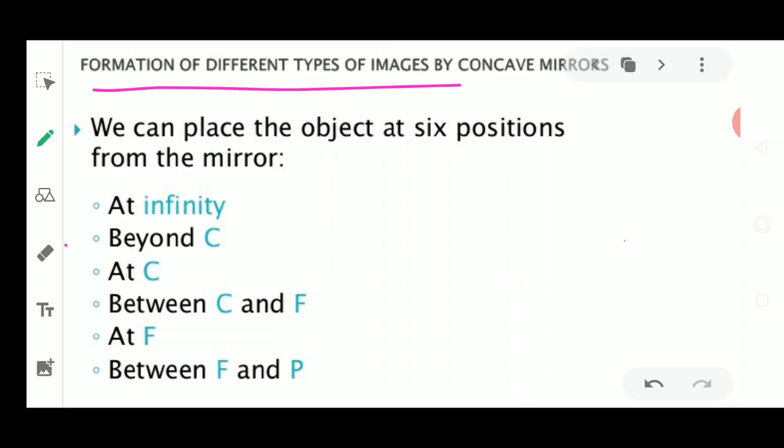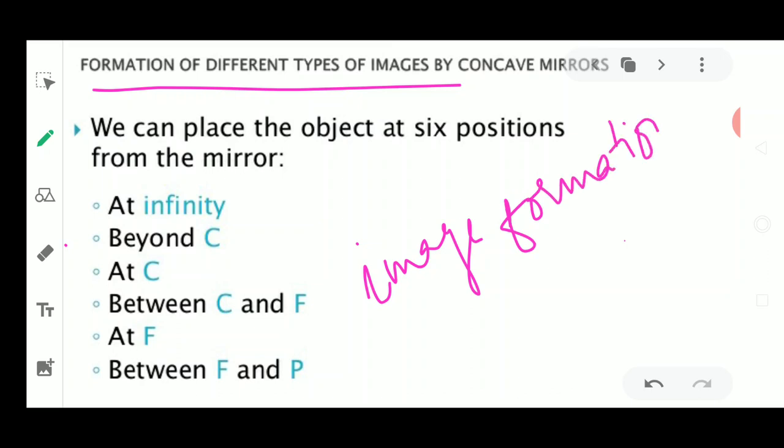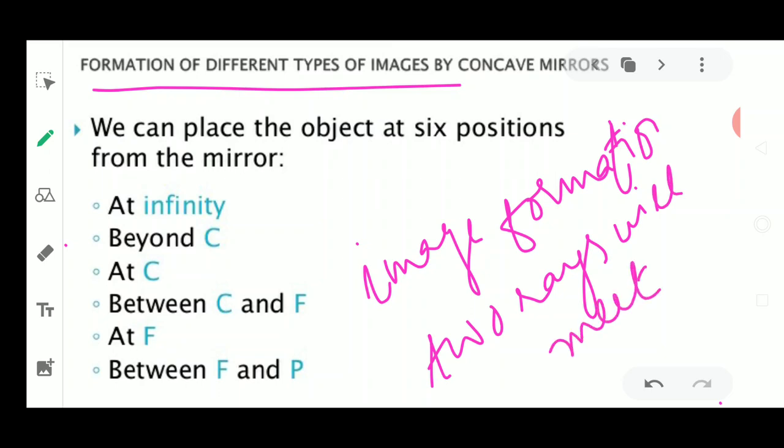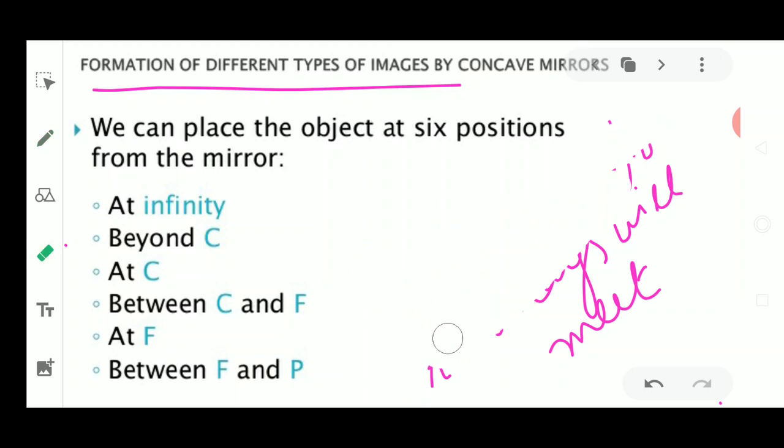Once an object is placed in front of a concave mirror, an image is obtained. This image is formed at the point where at least two reflected rays meet or intersect. This is a very important point to understand. Image formation will always take place at the point where the two rays meet. In the case of a concave mirror they actually meet, and in the case of a convex mirror they appear to meet somewhere. Wherever the two rays intersect, the image will be formed at that place.